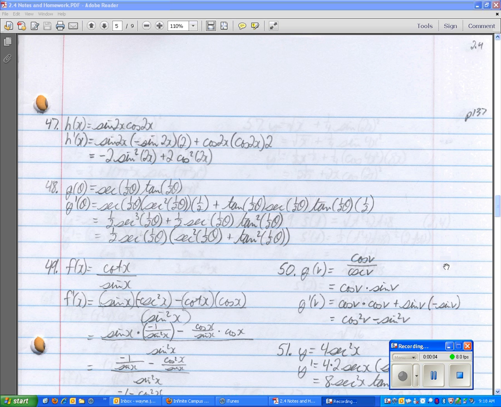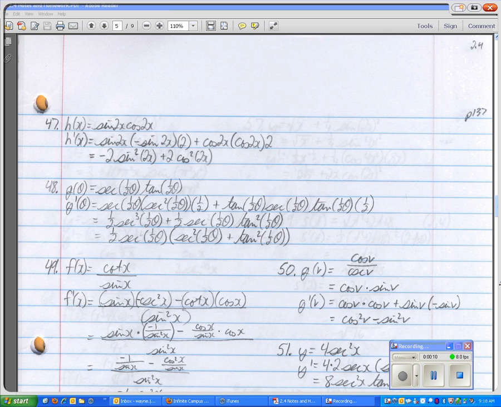All right, let's take a look at 47. You've got to recognize what you have. What you have is h of x equals the sine of u times the cosine of u, okay? And u is 2x. We got to product rule this.